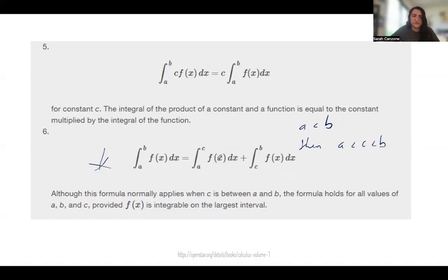And this is also important. Say you have the integral from c to a of f of x dx plus the integral from c to b of f of x dx, and they ask you to write it as a single integral. What you would want to do is use the rule from before.